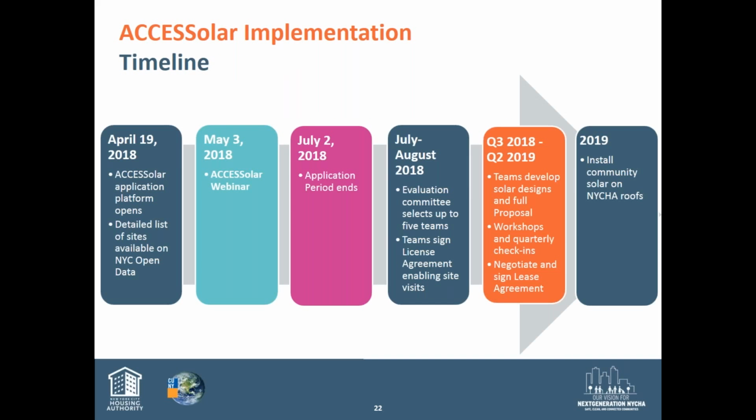As you can see, we opened up the application platform in April. The list of sites was already up on NYC Open Data. You can see today's webinar, and applications will be accepted until close of business on Monday, July 2nd. Then July and August, we'll select up to 5 teams who will sign a license agreement to enable site visits. Teams will have up to a year to develop their full proposal, and NYCHA expects to negotiate and sign the final lease agreements with selected teams by the middle of 2019 so that solar can be permitted and installed.